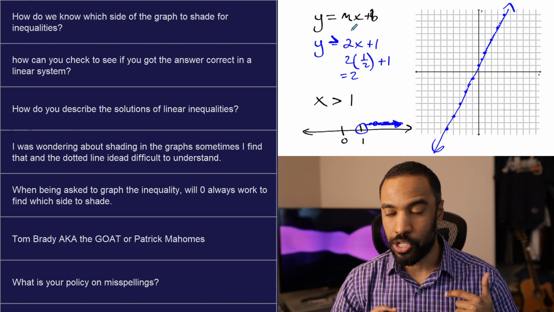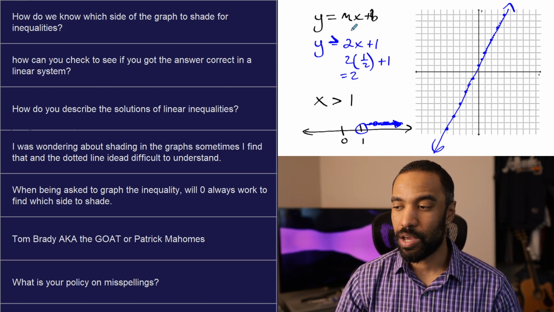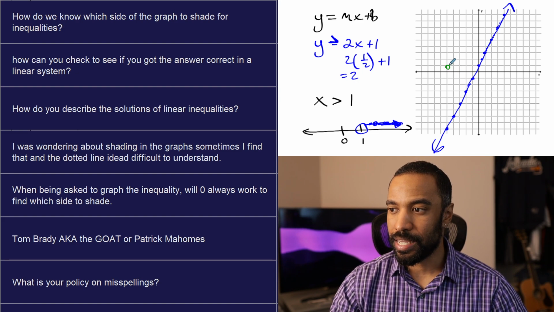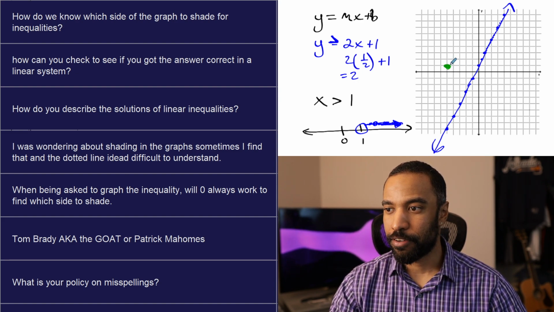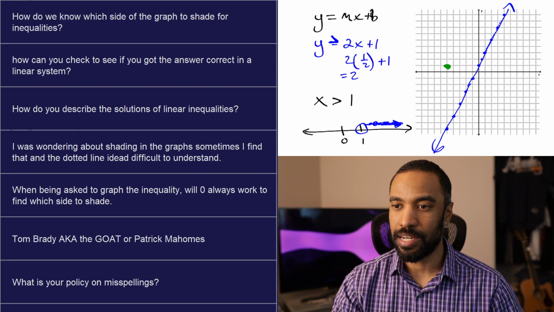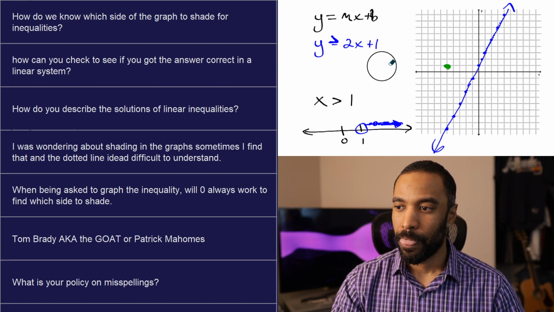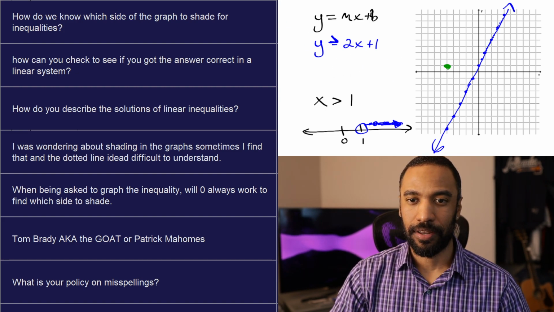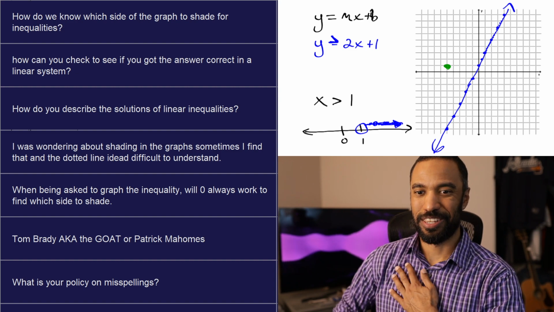So the reason that we shade is because this point right here, -5, 1, when I substitute that in, y'all, I get, hey, look at my background. It kind of matches my shirt right there. Purple and purple. I like that.